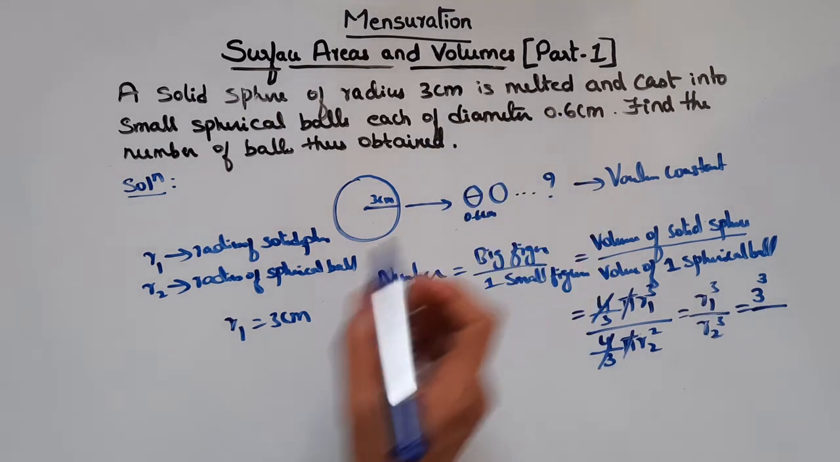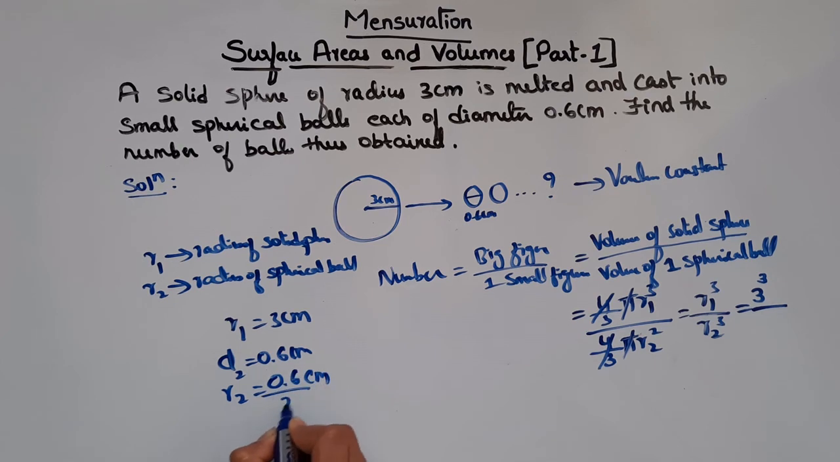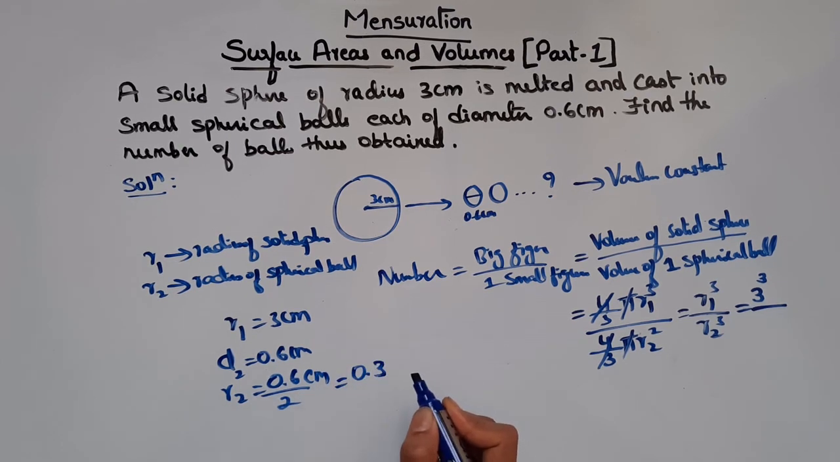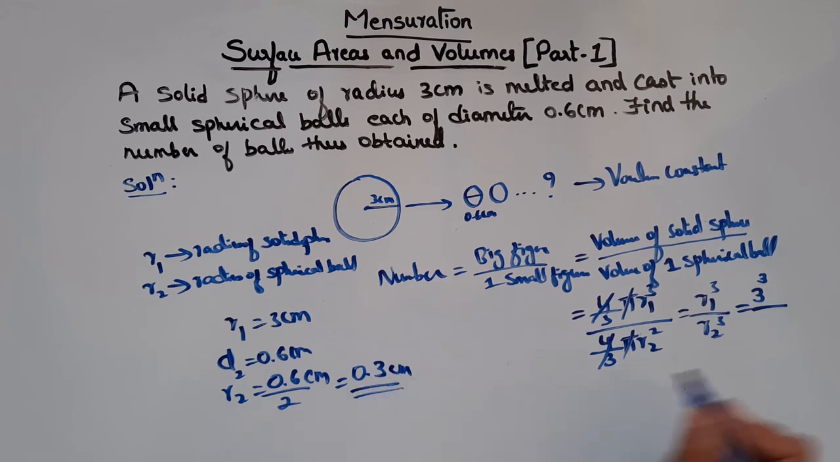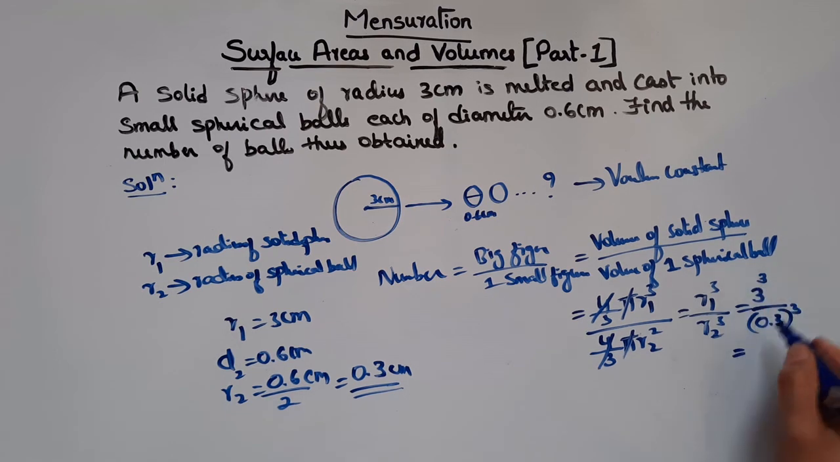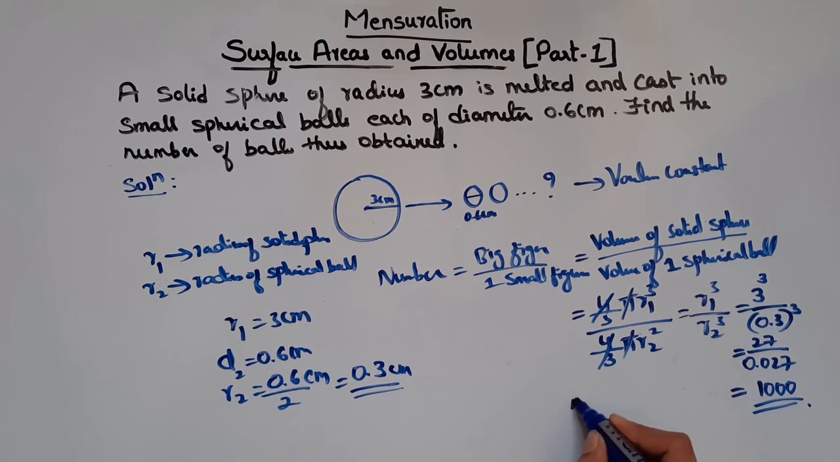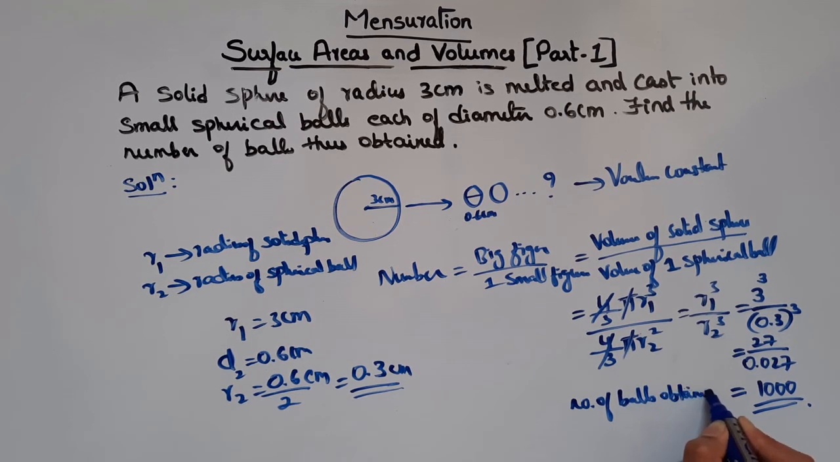Here the diameter of the spherical ball is given as 0.6 centimeter. So the radius will be 0.6 centimeter by 2, right, which is equal to 0.3 centimeter. So you will substitute r2 is equal to 0.3 whole cube, which is equal to 3 cube is 27 by 0.3 cube is 0.027. So this will give you 1000. Therefore, the number of balls obtained from this solid sphere is 1000.